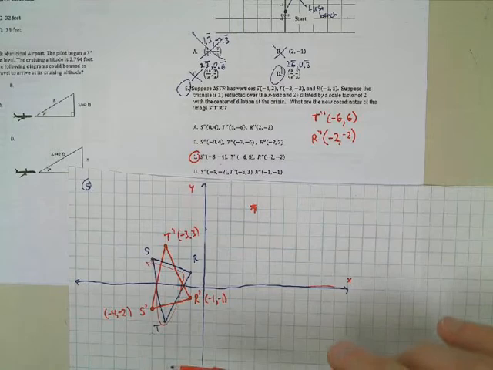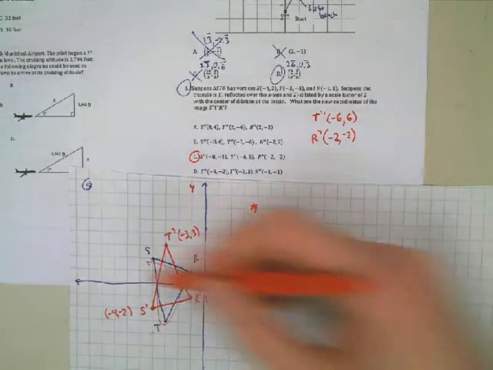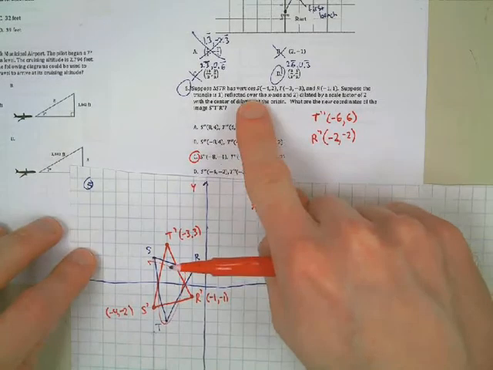Reflecting it. When you ever have a reflection, you always have a line of reflection. Here, this is our line of reflection. How do I know? It says reflected over the x-axis.